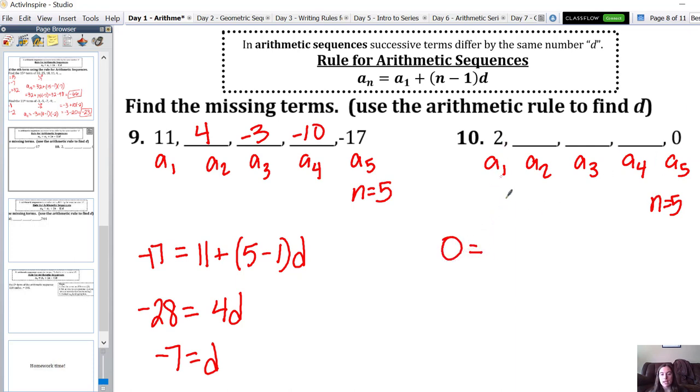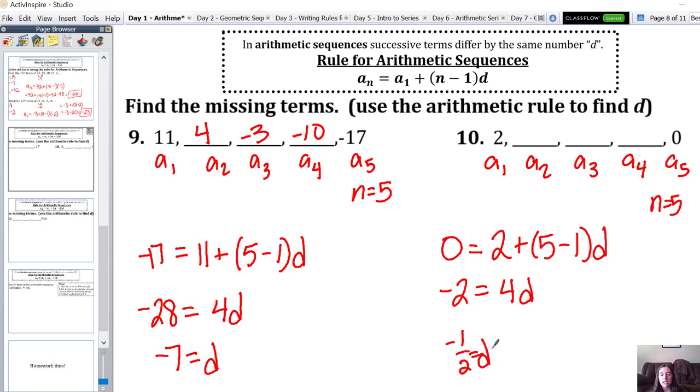That's equal to my a sub 1, which is 2, plus, again, I'm going to use 5 minus 1 because n was 5, times d. Now I can subtract 2 and simplify the parentheses. Then I'm going to divide by 4. Negative 2 over 4 simplifies to negative 1/2. That's my value of d. So each time I'm subtracting a half from each number.